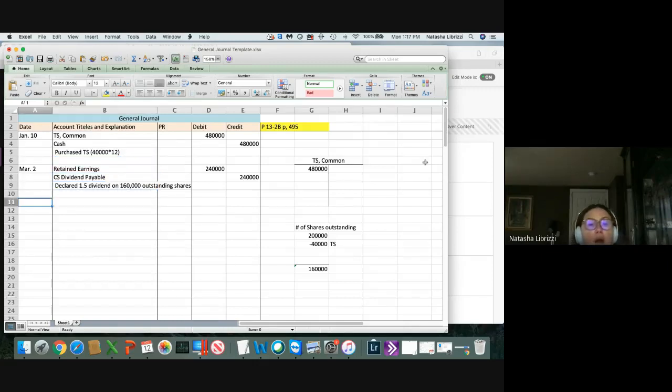Now, on March 31st, we're going to pay the dividends. We've been told the directors declared it payable on March 31st to March 15th stockholders of record. I'm assuming nothing changed, because nothing happened until the 31st. So we paid the dividend declared on March 2nd. On March 31st, all I'm going to do is take common stock dividend payable and pay cash. It's a cash dividend.